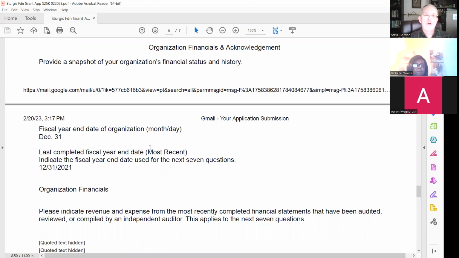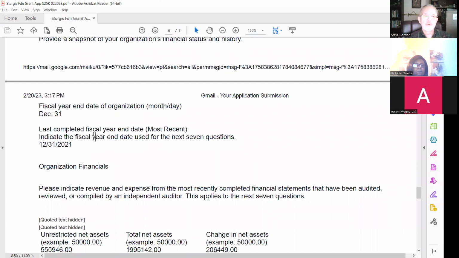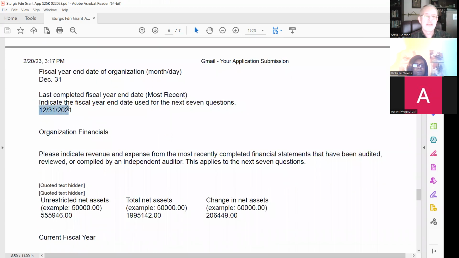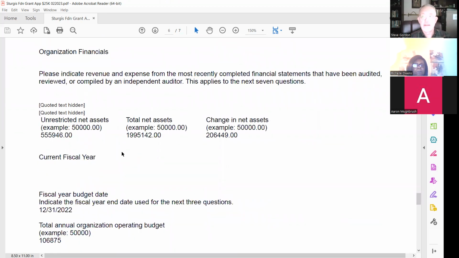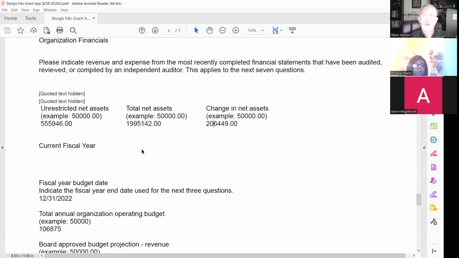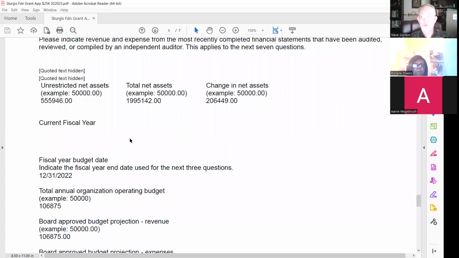Organizational financials, acknowledgement, they're going to ask you specific questions about your finances, like when does your fiscal year end, the last fiscal year you completed, they want the date of that. And then the financials that tie to that year end, your last year end financials. What were your unrestricted net assets, your total net assets, and change in net assets? That's looking at your overall financials for your organization. Your accountant needs to be able to tell you what those amounts are, right? Your financial reports need to show that.